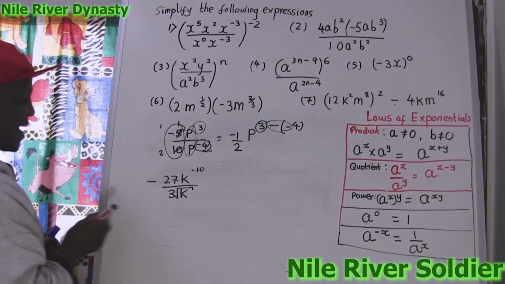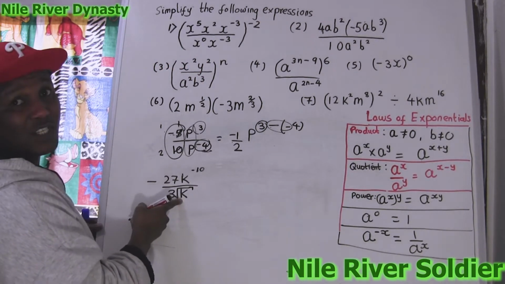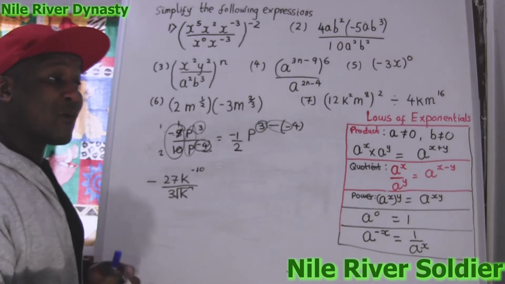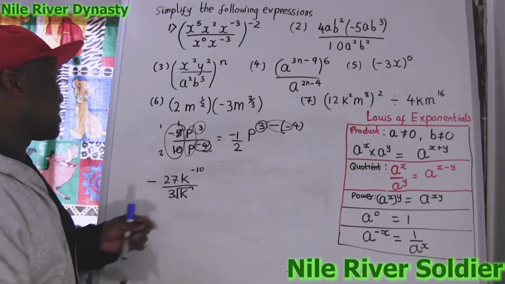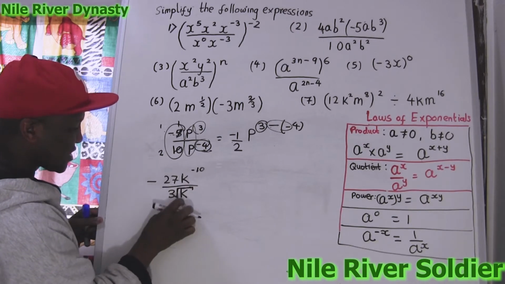So how about we simplify this? Very easy. First of all, you see, there's a problem here. This must be written in power or exponential form, because how are you going to get the same base? See, there's a root here. This is a big problem, so you must remove this.